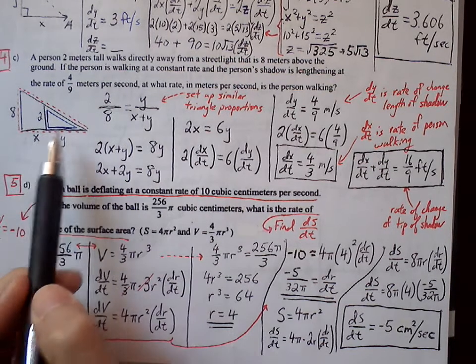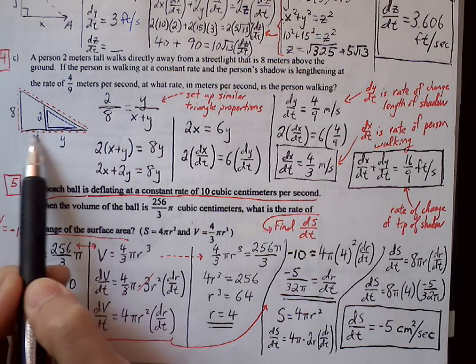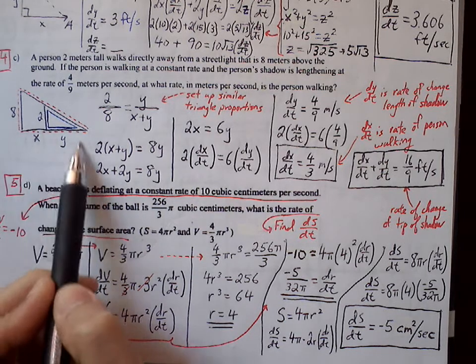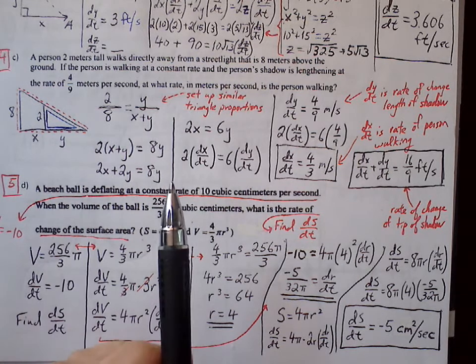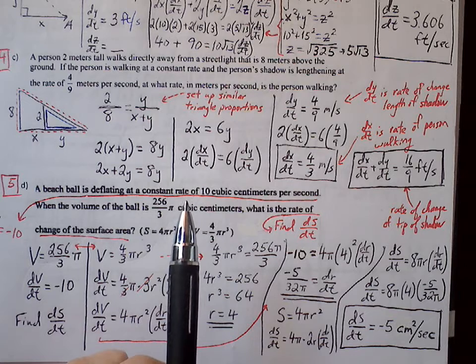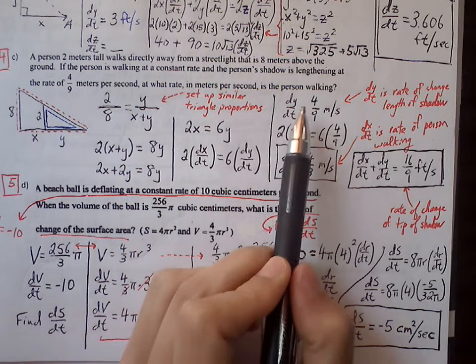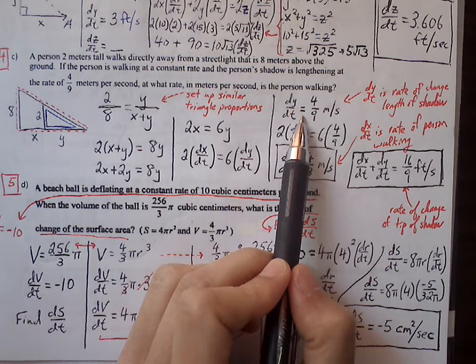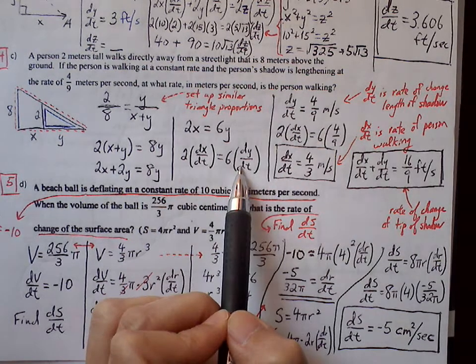Now, dy/dt is the rate of change of the length of the shadow. dx/dt is the rate of change of the person walking. The two rates added together, dx/dt plus dy/dt, is the rate of change of the tip of the shadow, how fast the tip of the shadow is moving in relation to the ground. So dy/dt is 4/9, that's given to us. And if I want to find dx/dt, I can just take this and put it into my equation here.